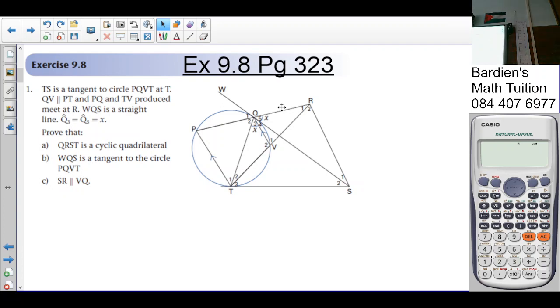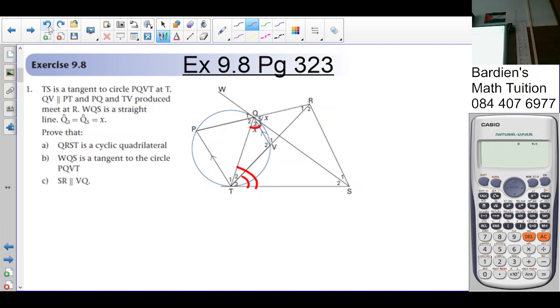Right, here we go. We are told that TS is a tangent to circle PQVT. So if this is a tangent, what do we know? T3 is equal to Q3, not so? Tan chord here. I almost said P. Okay. However, T2 and 3 makes P up. Not so? That's a tan chord theorem.